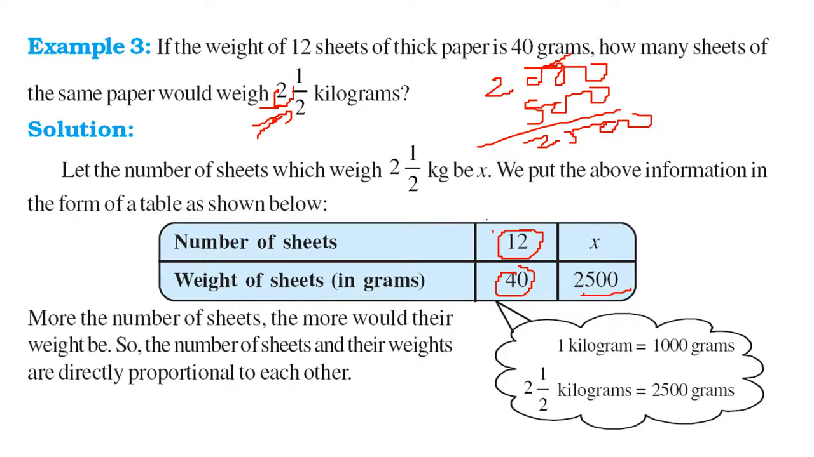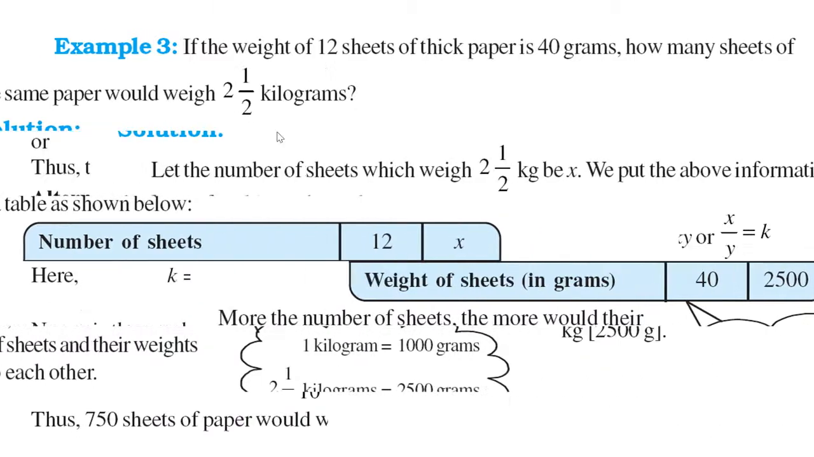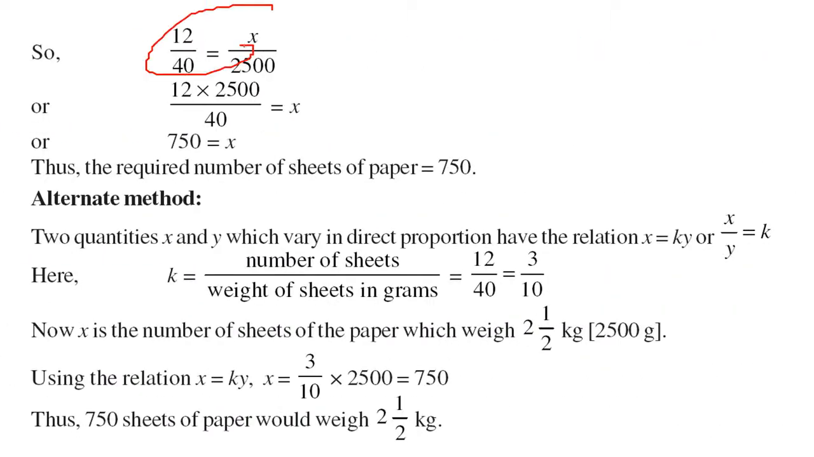So now for number of sheets 12 it is 40. So for x, for 2500, what will be the x? These are in direct proportion. 12 by 40 will be equal to x by 2500. This one, and you can find out x.